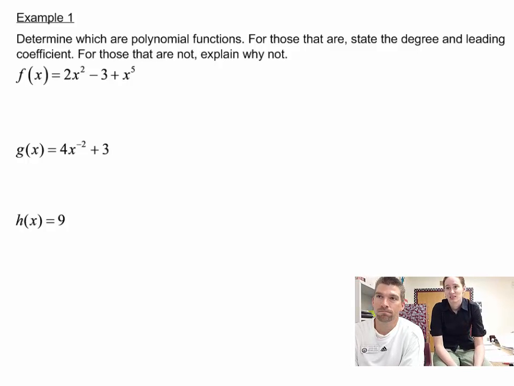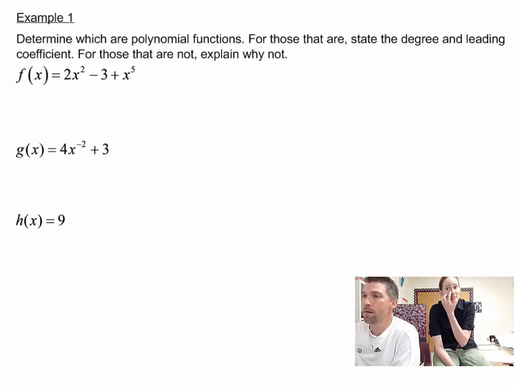All right, so we have a basic definition of polynomial functions. Example 1 asks us to determine which of the following things we've got here are polynomial functions. For those that are, state the degree and leading coefficient. For those that are not, explain why not.